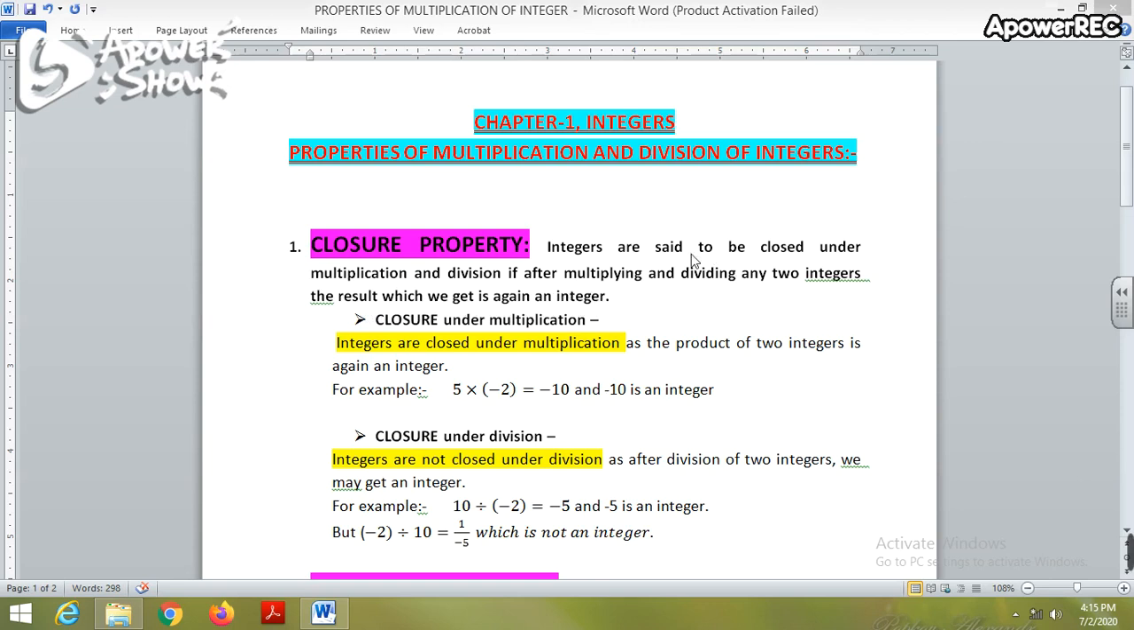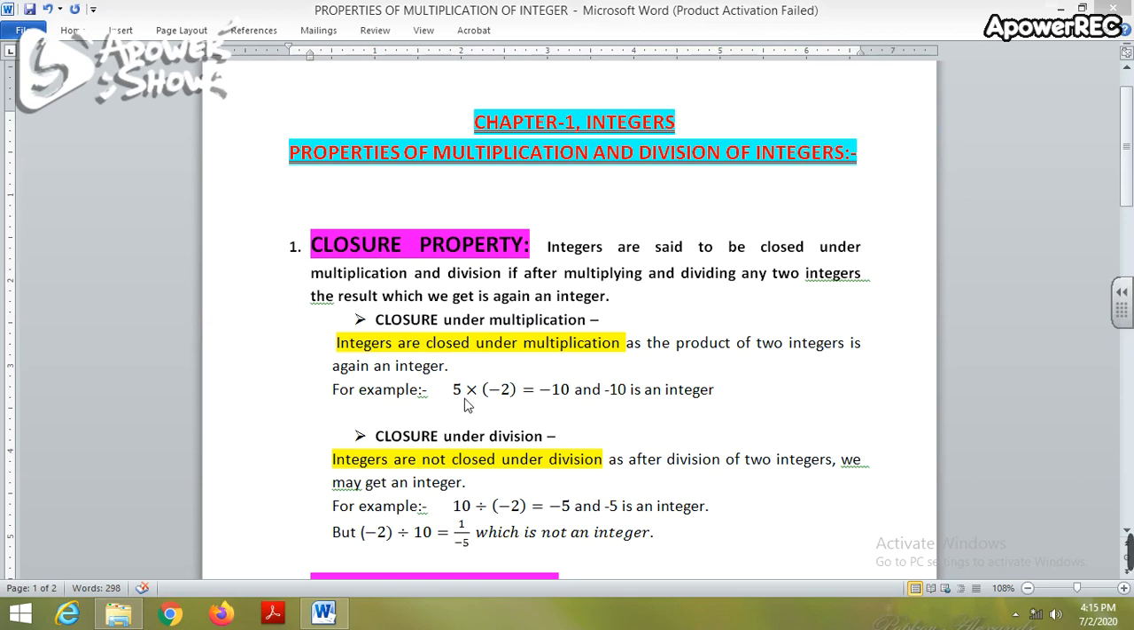And if after dividing any two integers, the result which you get is again an integer, then it is also closed under division. So let's see whether integers are closed under multiplication and division or not. So first of all, closure under multiplication. Let's try to understand this property using an example.